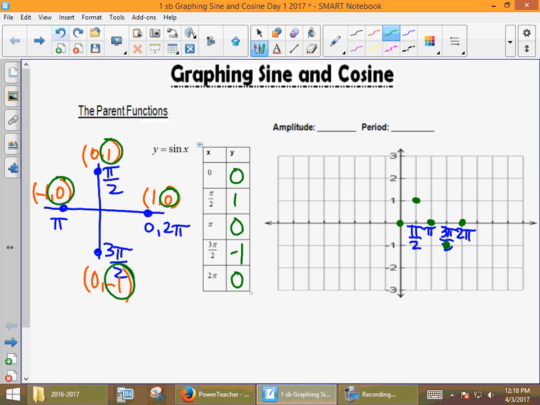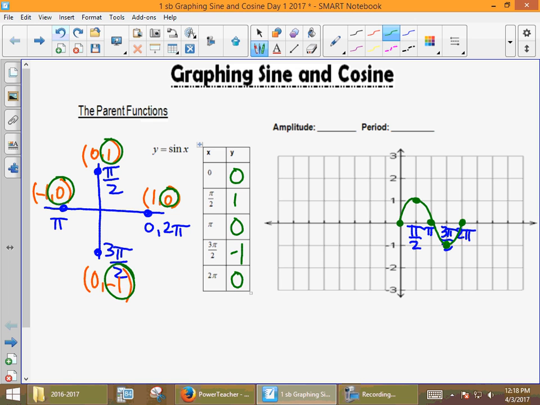Those 5 dots are the 5 dots you need to remember for the sine graph. You have 3 in the middle, 1 high, 1 low. So when you go to connect them, it's a wave. Don't connect them with straight lines. That is what's called one period of the sine function.